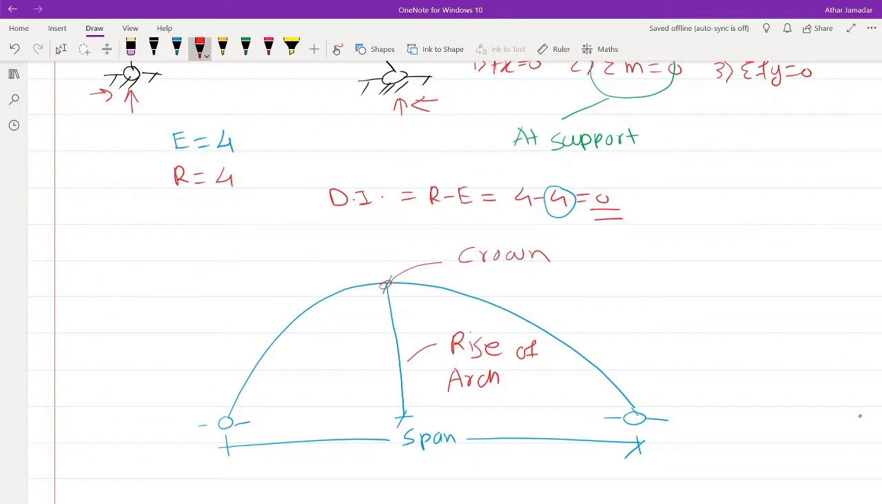Before going to this problem, we will see some basic terms. First, span of arch, that means the horizontal distance between two supports is known as the span of arch. Then crown of arch, the top point on the curvature, is known as the crown of arch, and the vertical distance between support and crown is known as the rise of arch.